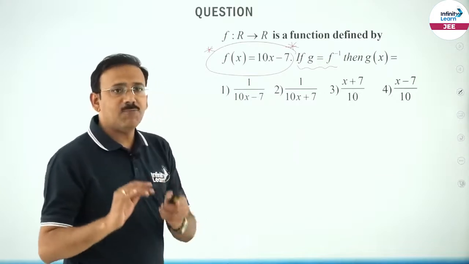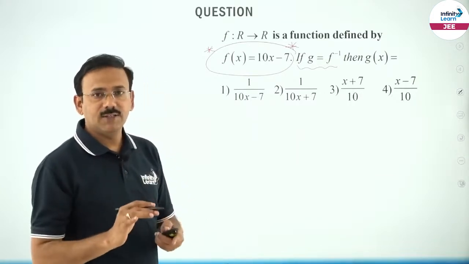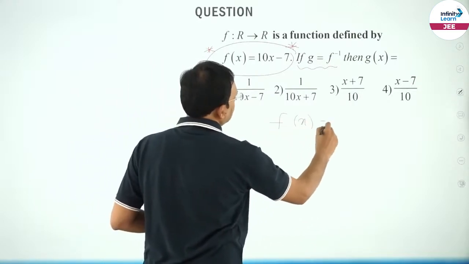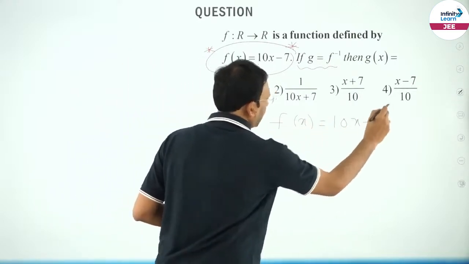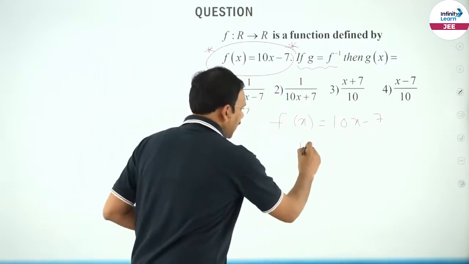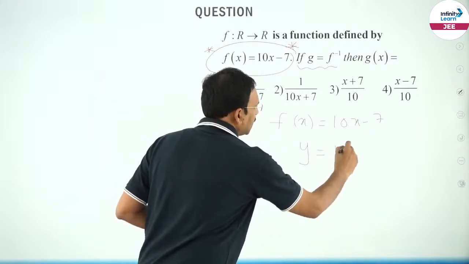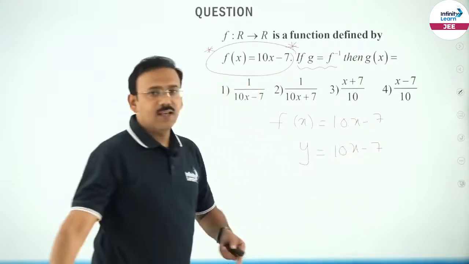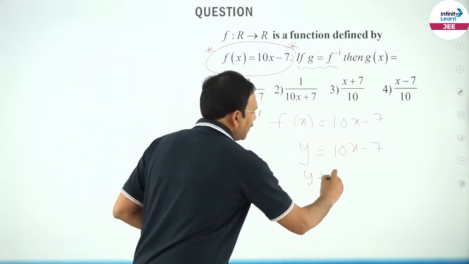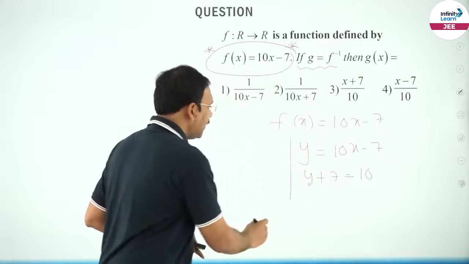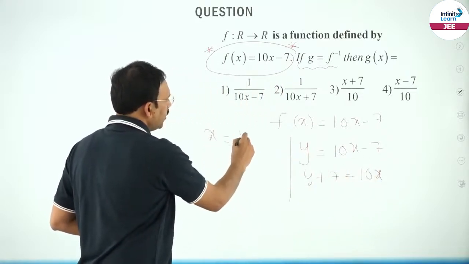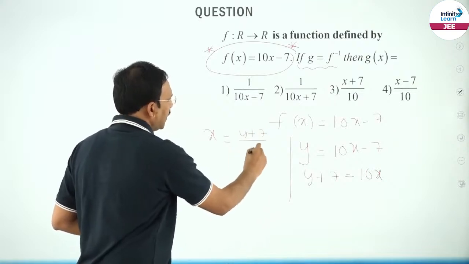Now, friends, let me give a mechanism to find the inverse of a function. Look at what is given: f of x is equal to 10x minus 7. To find the inverse, take f of x as y. From this, you just adjust such that x comes. You see, y plus 7 is 10x. So, x is going to be y plus 7 by 10.